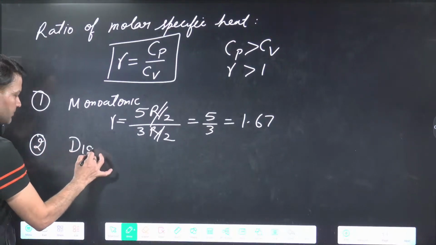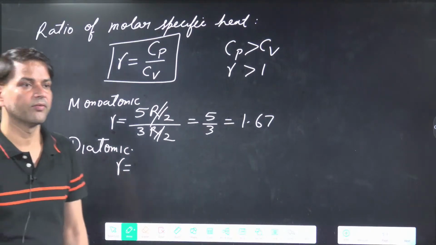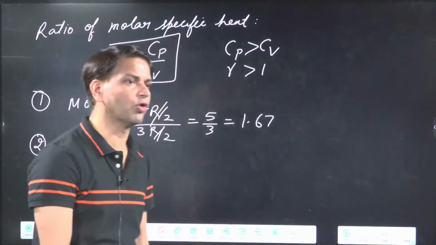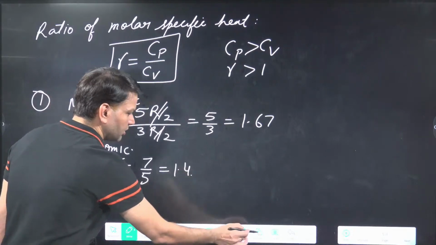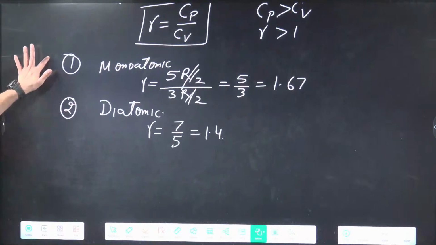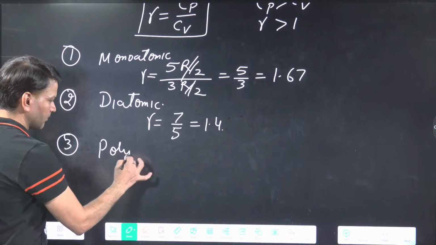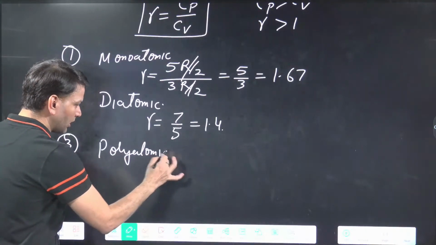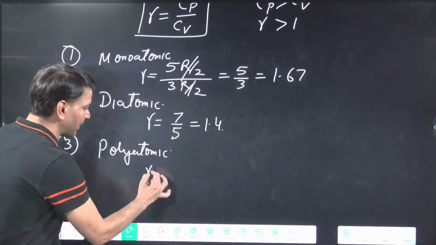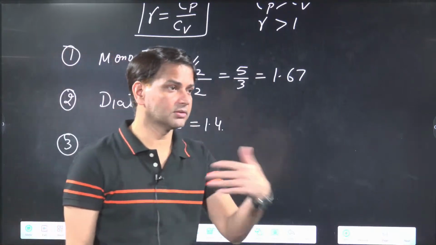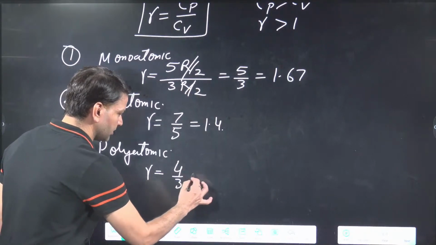Diatomic gas. CV is 5R by 2, CP is 7R by 2. So what you will get is 7 by 5. So gamma is equal to 7 by 5, that is equal to 1.4. And number 3, polyatomic. All these values I am writing by ignoring the vibrational modes. So for polyatomic gas, CV is 3R, then CP will be 4R. So 4R upon 3R, you will get 4 by 3.